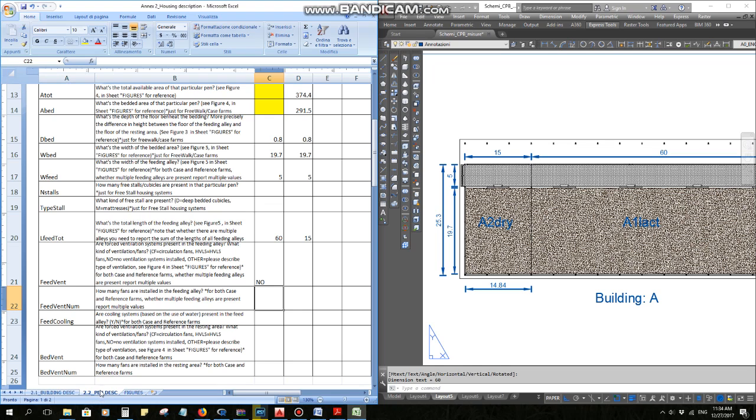Okay, so you just mark down the type of the fans, and then you mark down the number of fans that are installed in the feeding area and in the bedded area. This row here regards the cooling system, so if there is a cooling system based on the use of water in the feeding alley, you can just say yes in here.